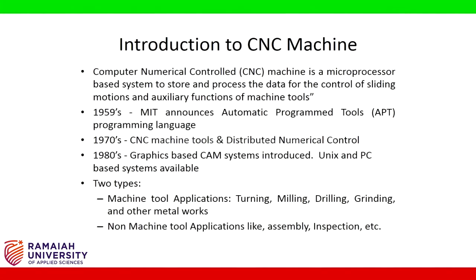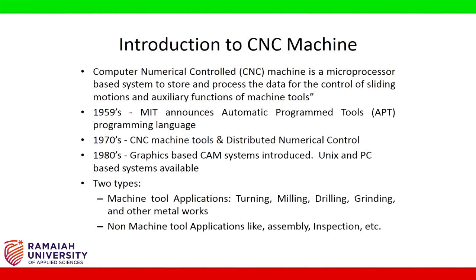milling machines. A computer numerical controlled CNC machine is a microprocessor-based system to store and process the data for the control of sliding motions and auxiliary functions of machine tools. In the early 1950s, MIT announced the Automatic Programmed Tools APT programming language. Later, in the 1970s, CNC machine tools and distributed numerical control started. In the 1980s, graphics-based CAM systems were introduced.